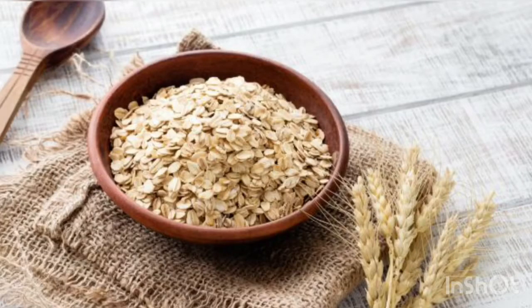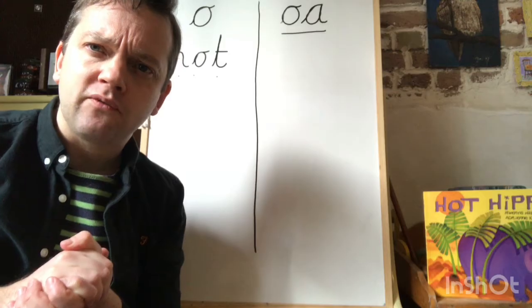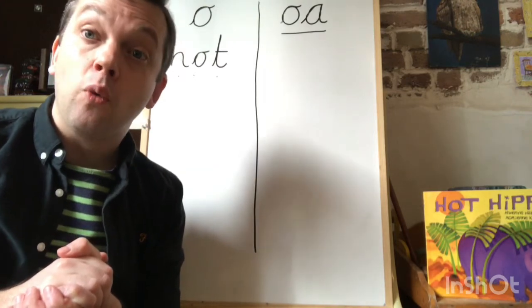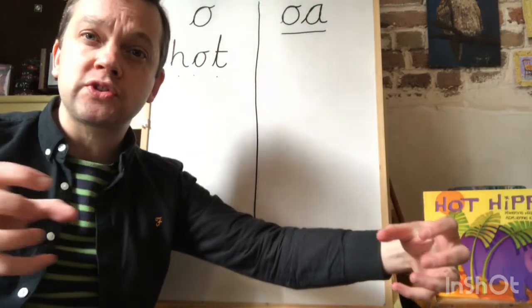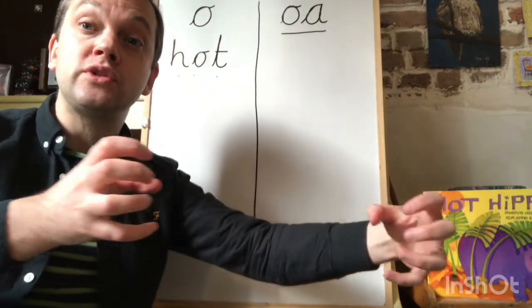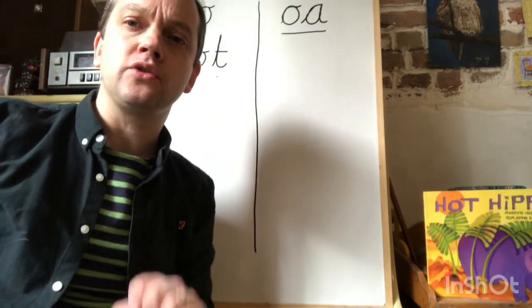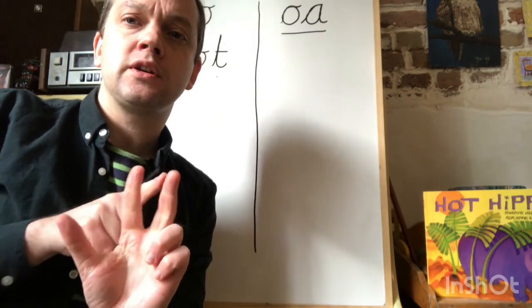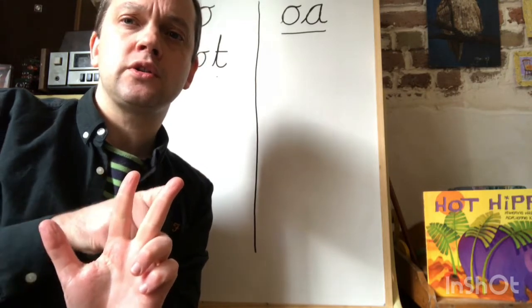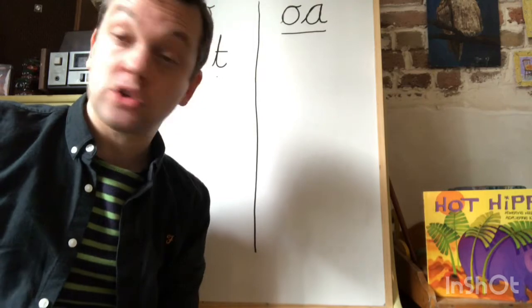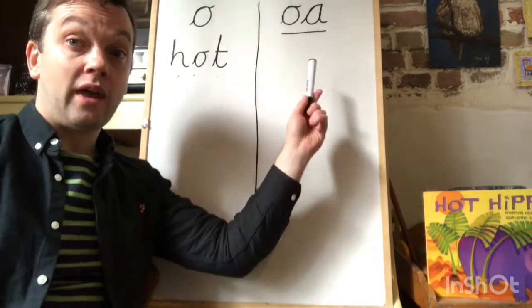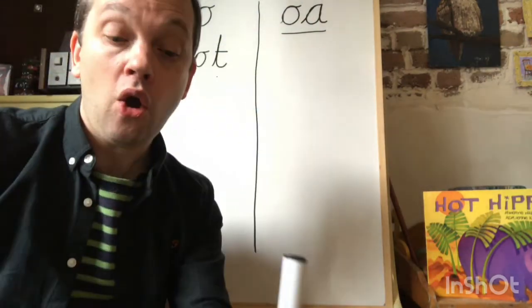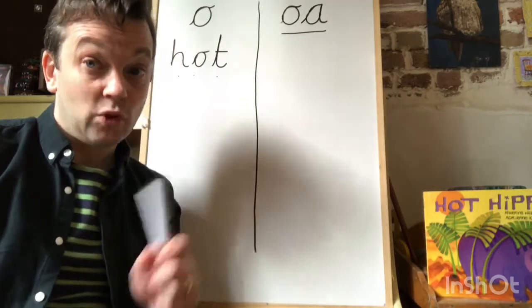These are oats. Oats. And we use them to make porridge and flapjack. Very tasty. Oats. Our word is oats. Let's stretch it out. Oats. Now let's sound it out. O-t-s. O-t-s. So that's O-t-s. But is it O or is it O? Which one do you think?